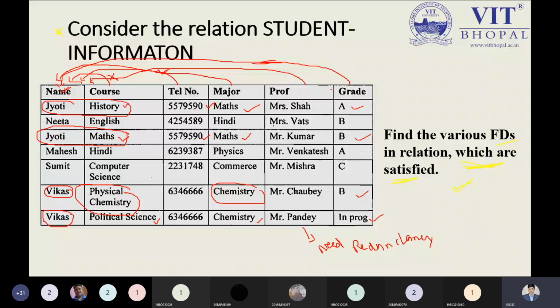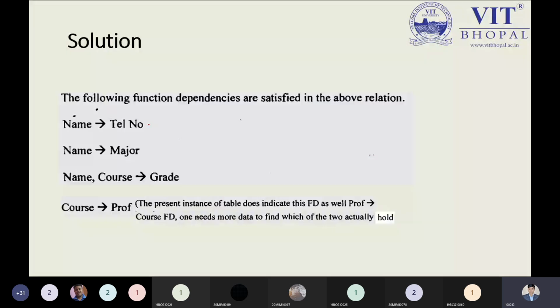So the following functional dependencies are satisfied by the above relation, as you have seen. Student telephone number will depend on the name. Of course, we can say major means the subjects. So what are the subjects? This major means we are talking about your specialization. So your specialization depends on the student.